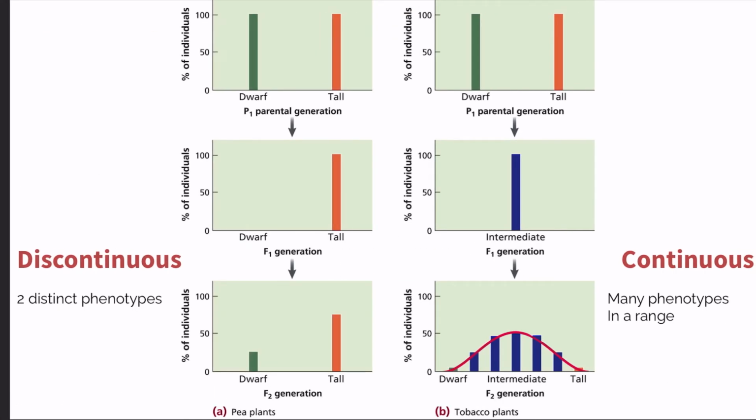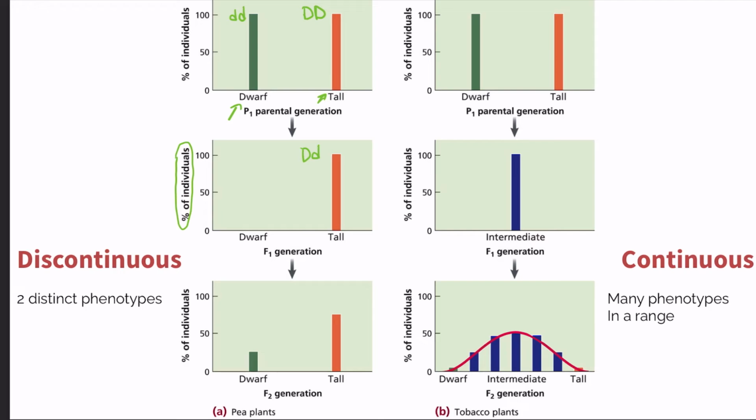So an example of this is on the left right here. We've got a dwarf plant and a tall plant. And this is the frequency of individuals, meaning what their progeny would be. Let's just say this is lowercase d, uppercase D, uppercase D. This is the parental generation. If they were to mate, this would be the F1 generation. Notice that they are all tall.